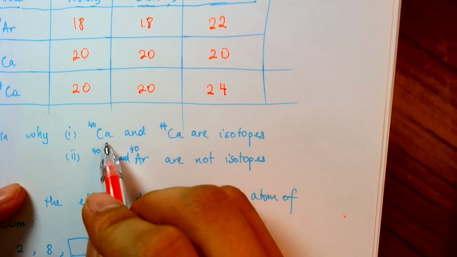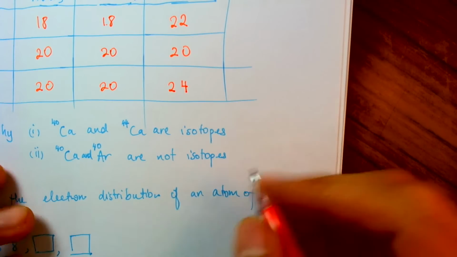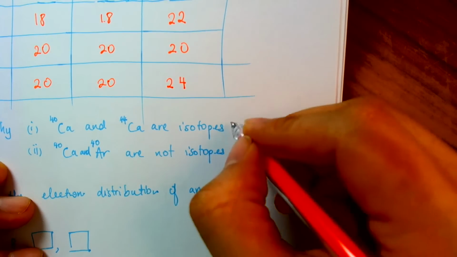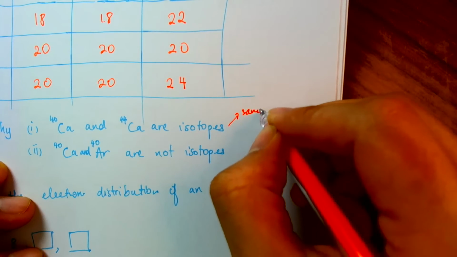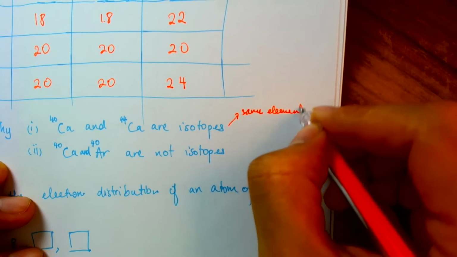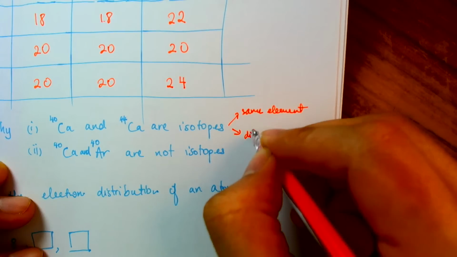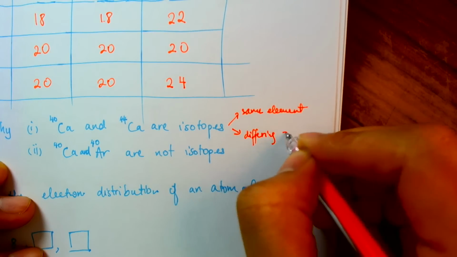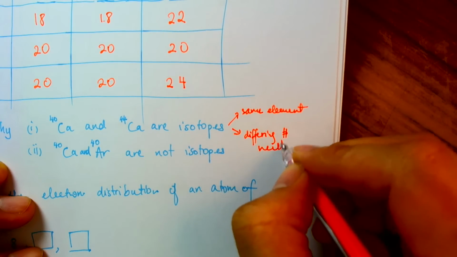Explain why calcium-40 and calcium-44 are isotopes, for the reasons we mentioned. They are the same element, but they have differing numbers of neutrons.